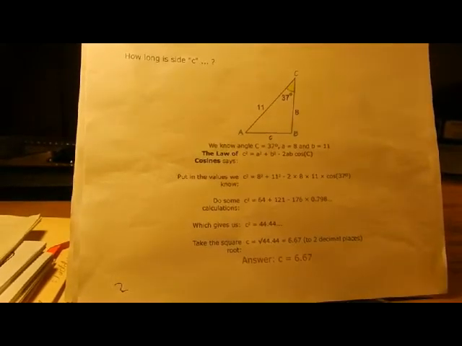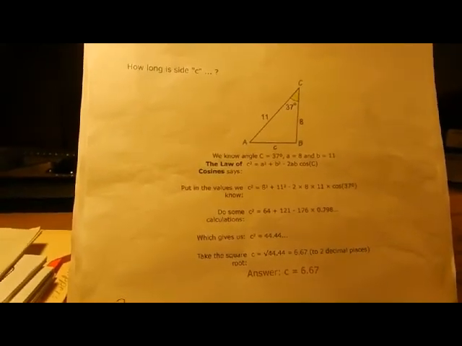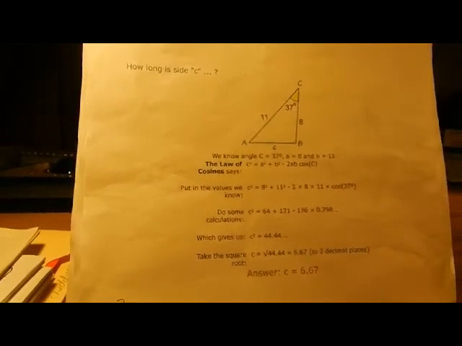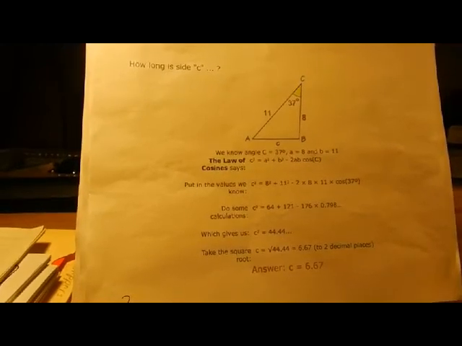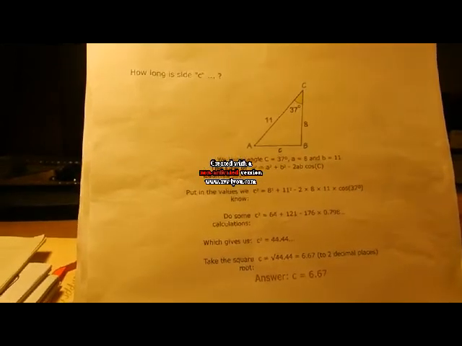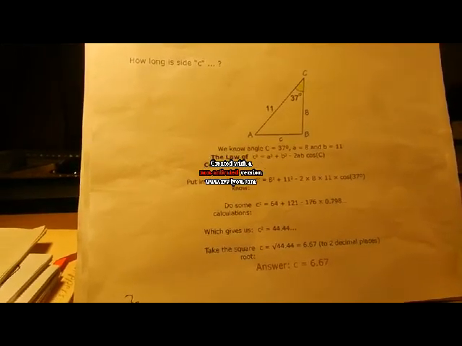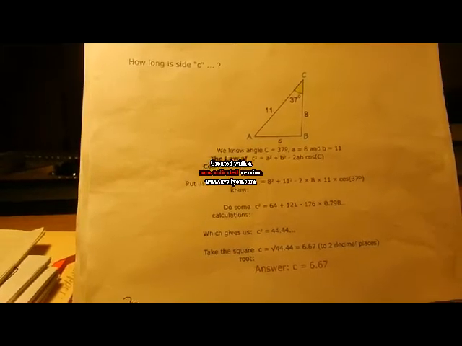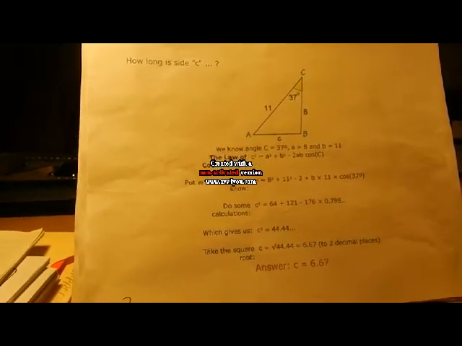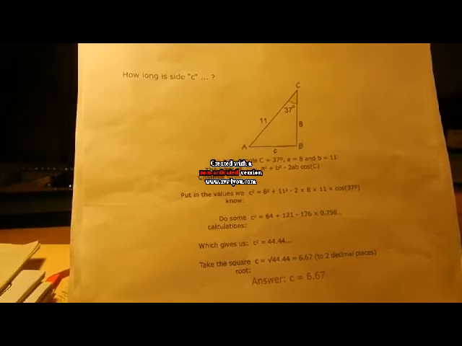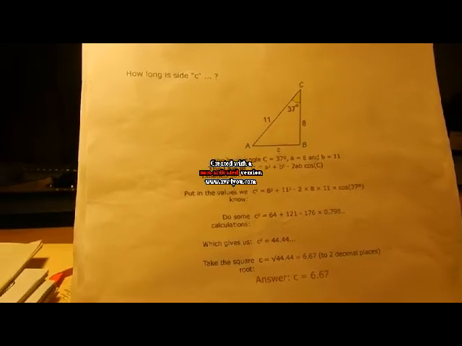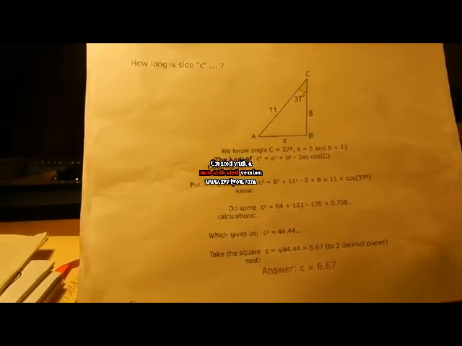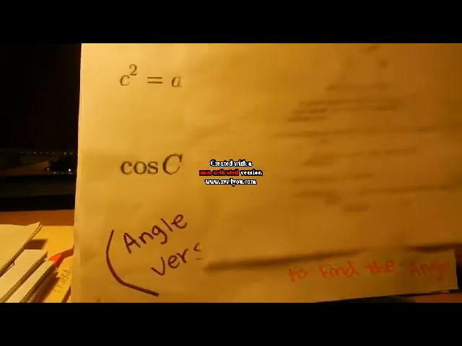The law of cosine says c² = a² + b² - 2ab cos C. Put in the values we know. c² = 8² + 11² - 2 × 8 × 11 × cos 37. Do some calculations, which is c² = 64 + 121 - 176 × 0.798, which gives us c² = 44.44. Take the square root of that, which is c = √44.44 = 6.67 to 2 decimal places, so the answer is c = 6.67. We do square root because it's just like the Pythagorean theorem, but with cosine instead.